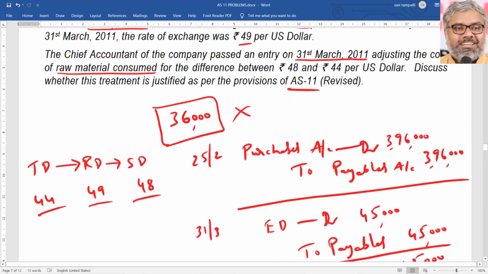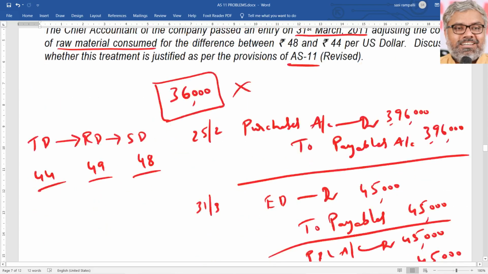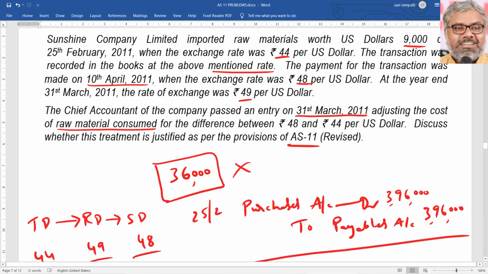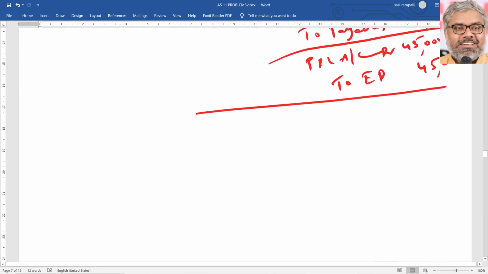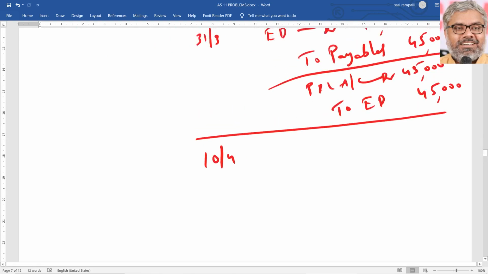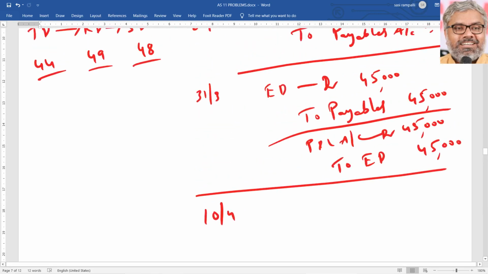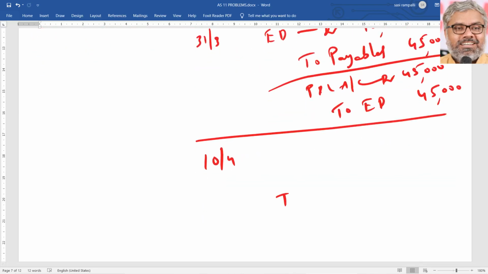Then at the time of settlement it is different. At the time of settlement, which is the date 10th April 2011, let us say date of settlement. On the date of settlement, how much will he actually pay to the creditors or payables? Only to bank, let us first understand how much he has to pay. 48 rupees per dollar, like that $9,000. So definitely he has to pay in rupee terms 4,32,000 rupees only. He is not going to pay anything more than that or less than that. 9,000 into 48 rupees, to bank is clear for 4,32,000.